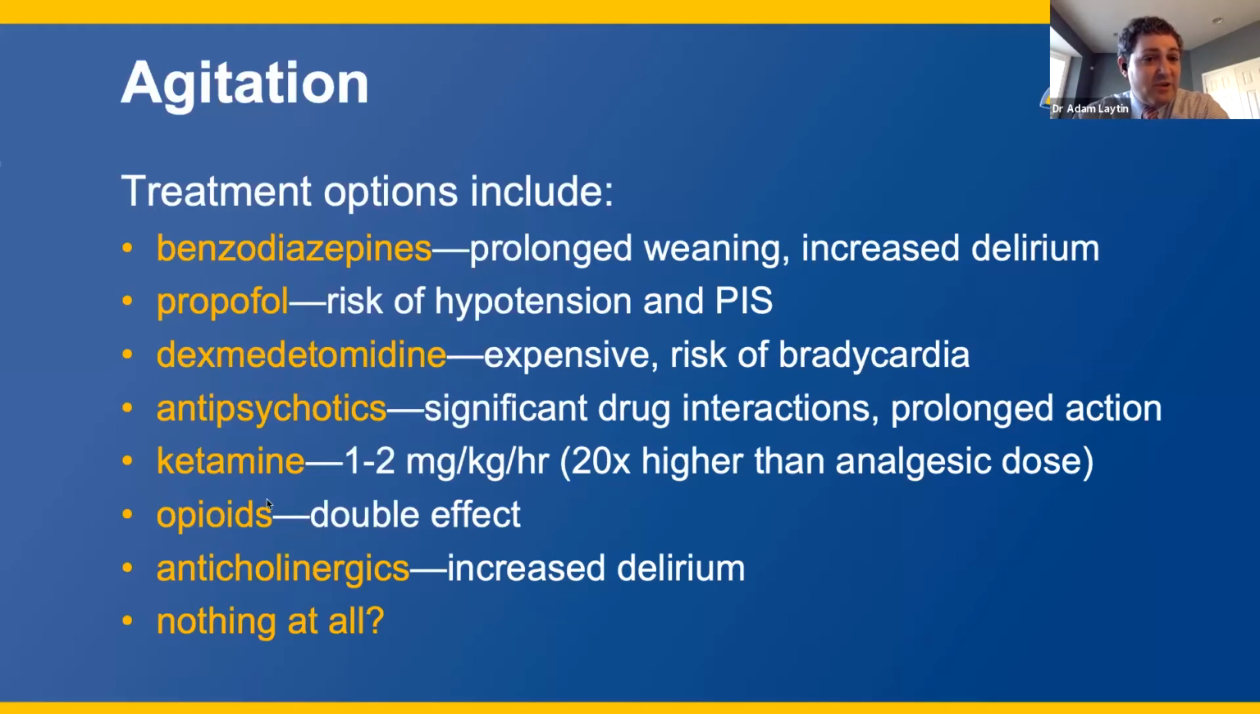Ketamine at dissociative doses, so this is about 20 times higher than the analgesic dosing of ketamine, can also be effective as a sedating medication with some variable impact on the patient's hemodynamic status. We know that ketamine is an indirect sympathetic mimetic, but a direct myocardial depressant. So depending on your patient's physiology, often we see a little bit of increased tachycardia and hypertension with ketamine, but not always.